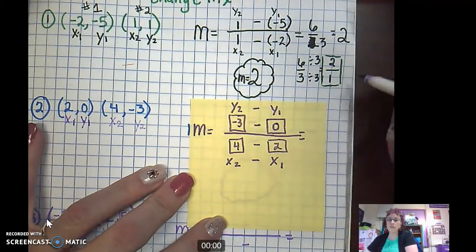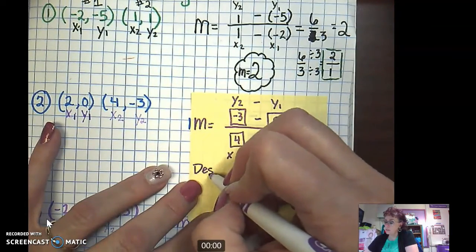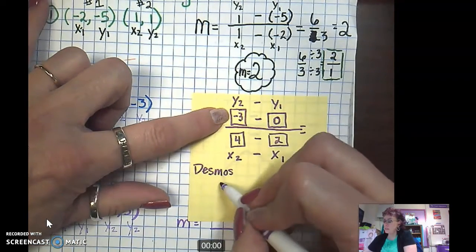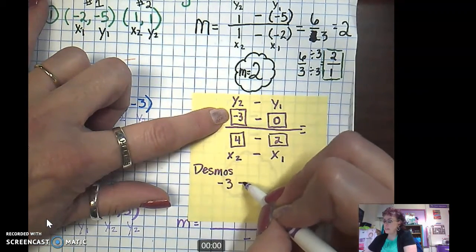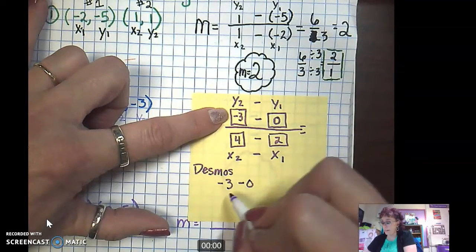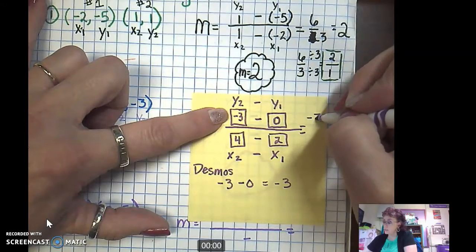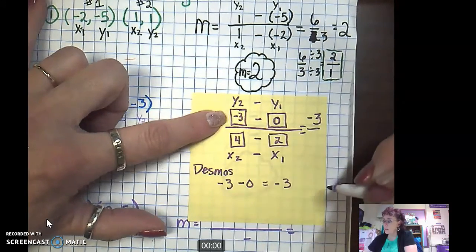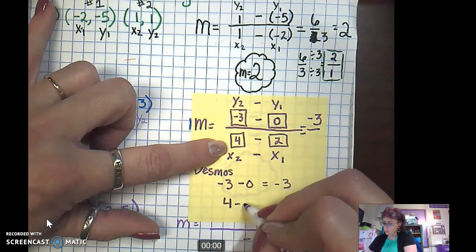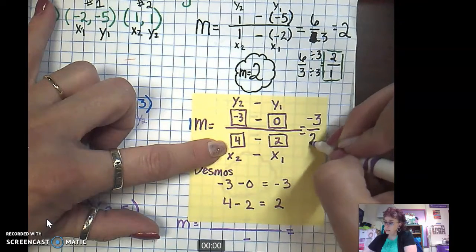So now I'm going to do my subtraction. So you'll do -3 minus 0. Oh, well, that's pretty easy because that's just -3. -3, that's your top number. On the bottom you have 4 minus 2. Okay, well that's easy because that's just 2. So that's my bottom number.